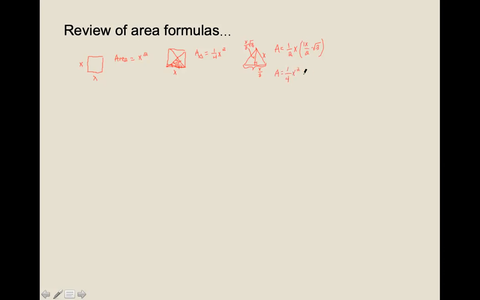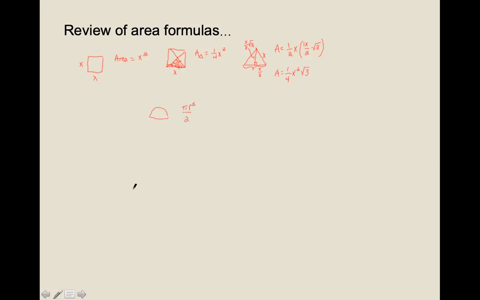And then we have our square root of 3. So the area of an equilateral triangle is 1/4 times the side length squared times the square root of 3. So those are some useful ones. We're also going to see semicircles today. Area of a semicircle, you probably know, is pi times the radius squared divided by 2.